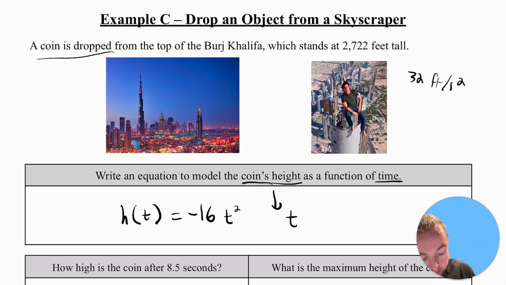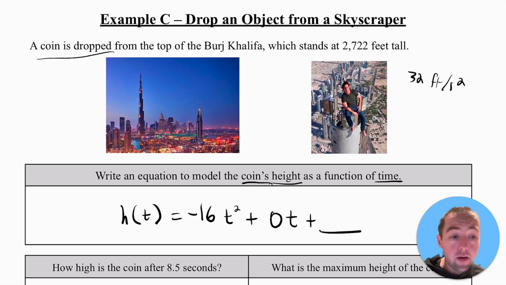Since the coefficient of t needs to be the initial velocity, it's actually just going to be 0, so plus 0t. And then what we need to add at the end is the initial height of the object. If it's going to be dropped from the very top of the Burj Khalifa, it's going to be at the height of the Burj Khalifa, which is 2,722 feet above the ground. So we're going to need 2,722 feet right there for the c value.